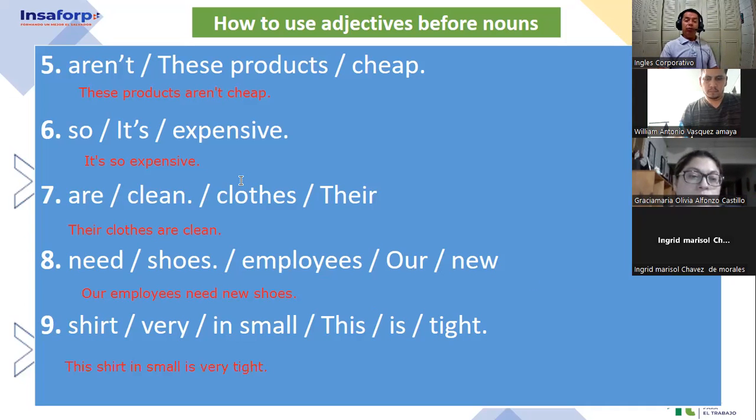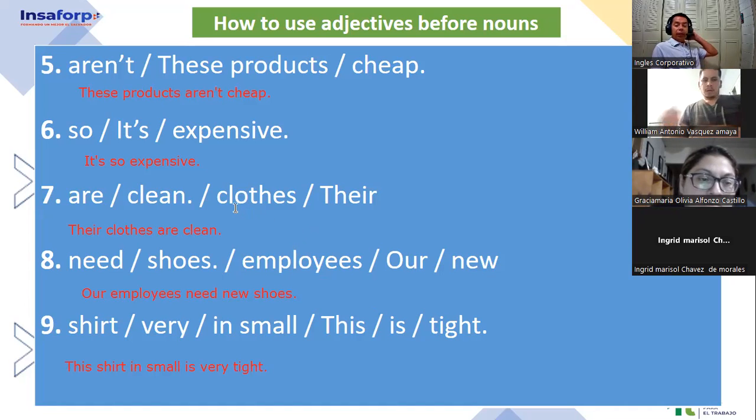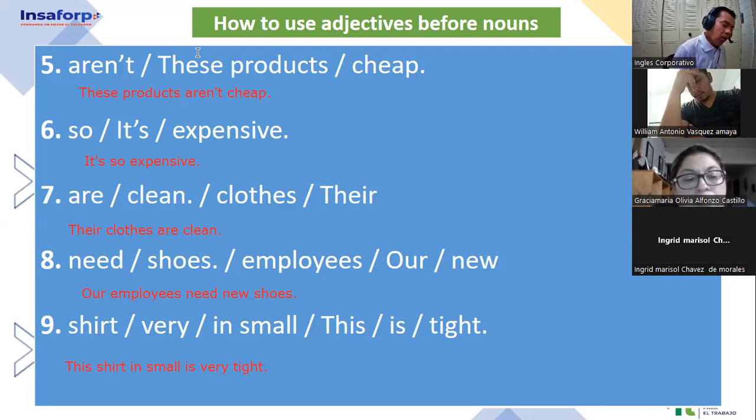Now, repeat after me, please. Ready? Repeat after me, class. These products aren't cheap. Their clothes are clean. No, sorry. It's so expensive. Their clothes are clean. Our employees need new shoes. Our employees need new shoes.